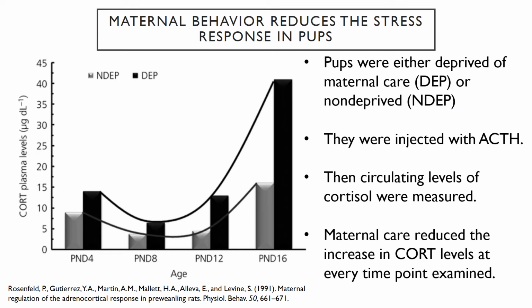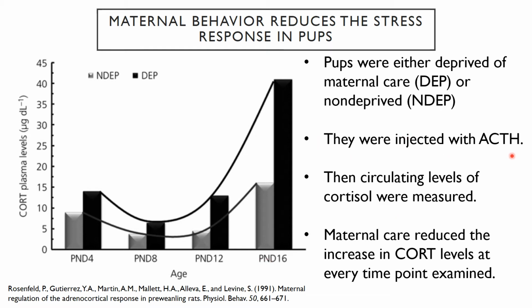So we have pups that were either deprived of maternal care, that's the DEP, or non-deprived. And then we look to see what kind of cortisol response they have. So we've got pups that are getting maternal care and pups that are not. This is the gray bar versus black bar. Then they were injected with ACTH at different ages: postnatal day 4, postnatal day 8, postnatal day 12, postnatal day 16. Okay, so we're looking at a range of ages.